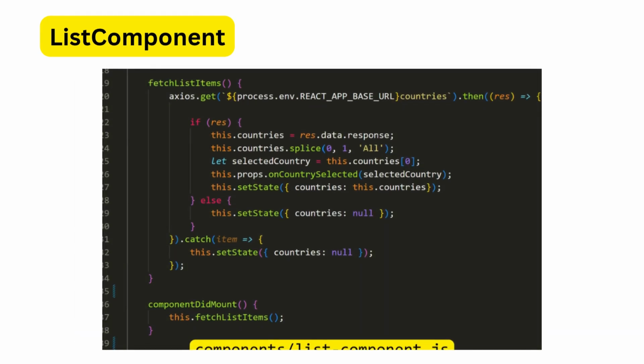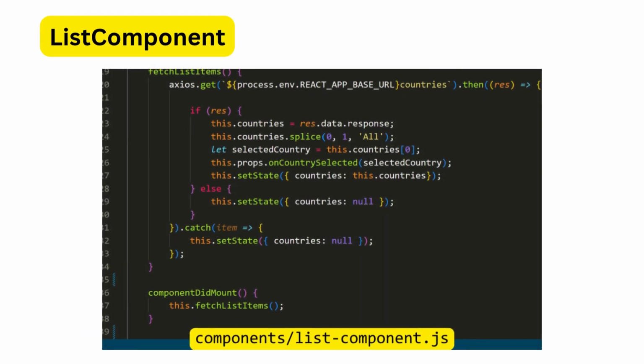Now let's look at the fetch list items method. This method calls the external service and then holds the countries. Once we have the list of countries, we add "all" at the first index. We also select this "all" by default and then call the function this.props.onCountrySelected. This will call the external service with the argument passed. Looking at the code, you can see that the first element that is passed in our case is the "all" that we just inserted. This will allow us to fetch the data for all the countries.